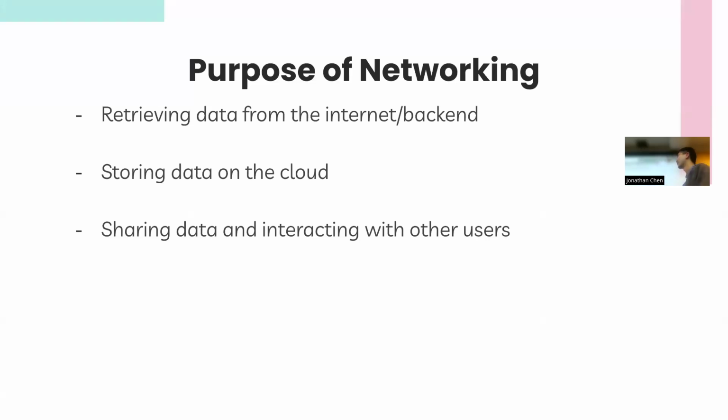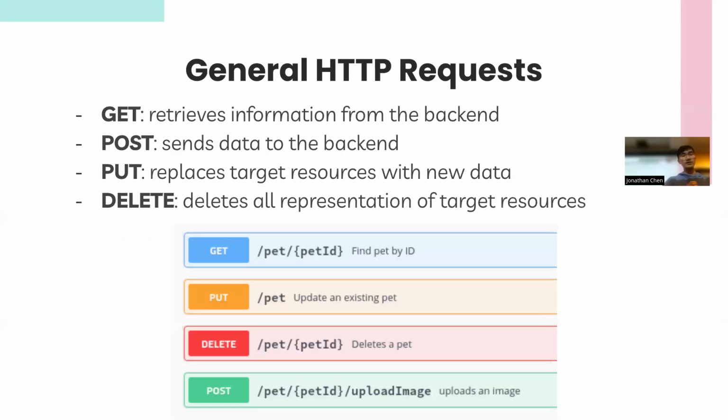So basically the purpose of networking, like all things on the internet, is we want to retrieve data from the internet or the backend, and we can store data on the cloud, or we want to share data with other users. Obviously you can create an app without networking and it'll just run offline. But for something that involves other users or otherwise interacts with something online, like a backend server or the cloud, you're going to want to implement some form of networking.